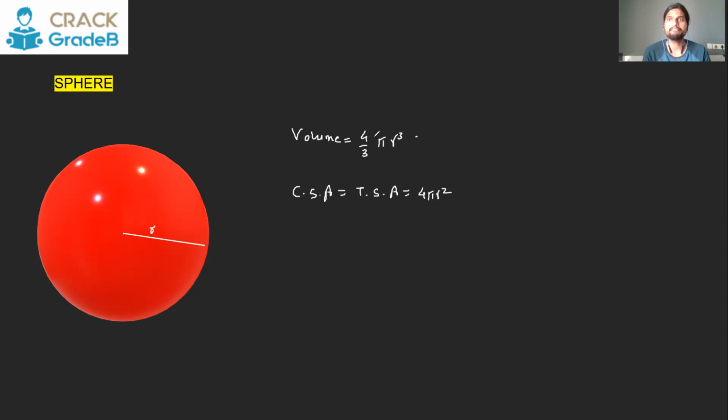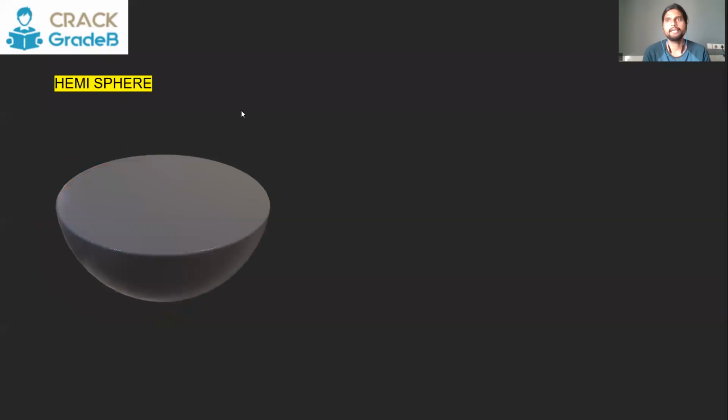Now the last figure we are left with is hemisphere. Hemisphere, as you can see in this figure, will have its radius. So if this is the radius r, this will also be the radius r. Both radii are equal because it's like you're cutting the ball into half. So its volume is going to be exactly half of the volume of the sphere. Sphere had 4 by 3, it will have 2 by 3 pi r cube.